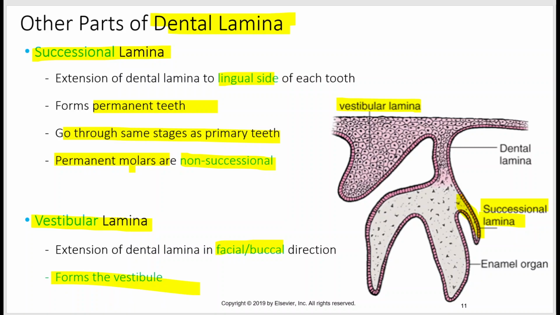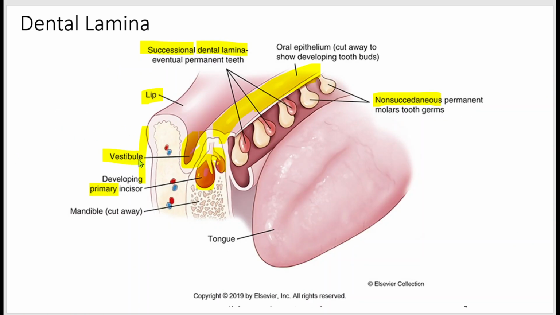Again, I'll go back to this picture. This is the vestibule that is made by the vestibular lamina. This is the successional lamina that will form the permanent teeth. And as you can see, the molars don't have the primary enamel organ. Okay.